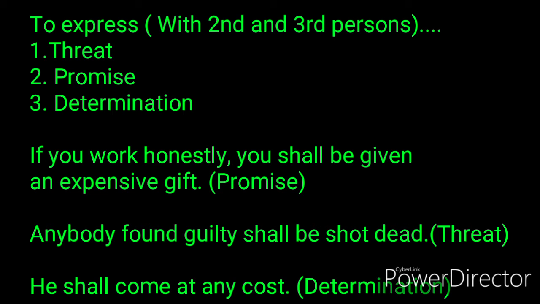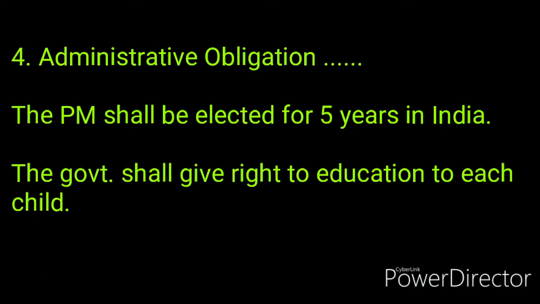So to show promise, threat and determination, we use shall modal with second and third persons. Second person means listener, you, and third person means spoken of: he, she, it and they. Fourth use, to show administrative obligation. Administrative obligation means the tasks which are supposed to be finished by the governments.